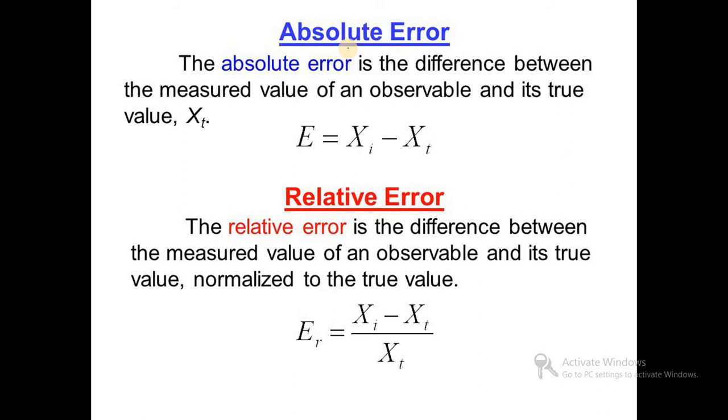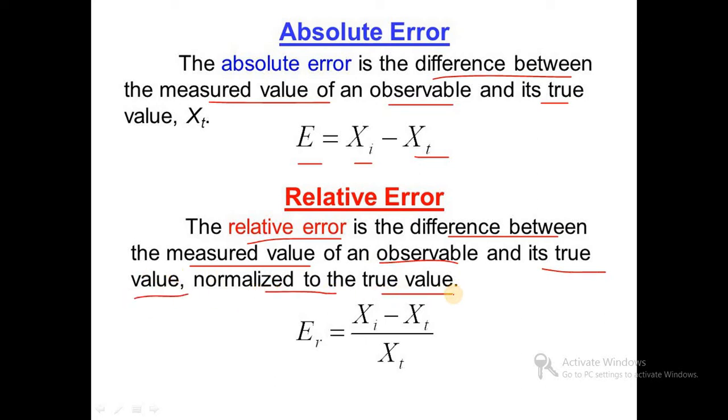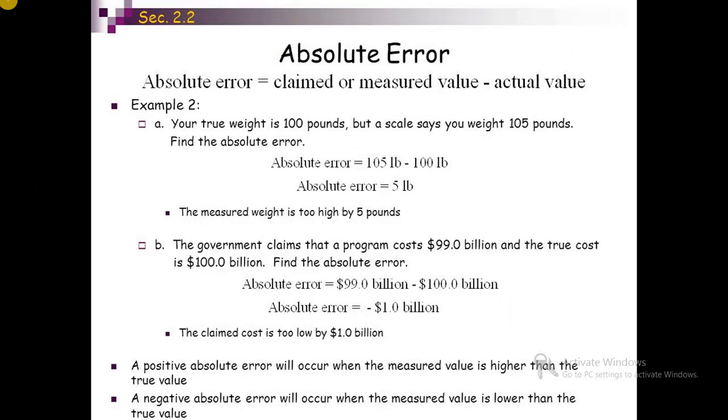Then we will see what the absolute error is. The absolute error is the difference between the measured value of an observable and its true value. So E, the absolute error, is equal to the measured value minus the true value. And what is the relative error? Relative error is the difference between the measured value of an observable and its true value, normalized to the true value, that is, divided by the true value. This is the formula of relative error. Then we will see examples.